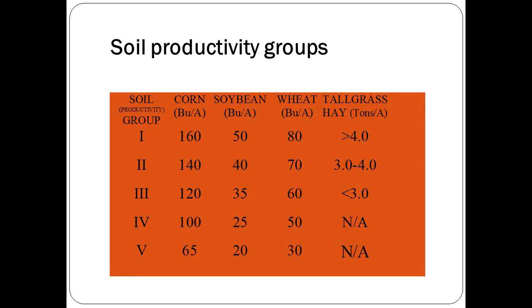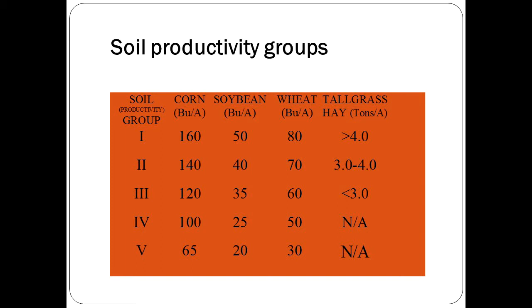We classify soils into 5 productivity groups, where Group 1 is the most productive soil for a particular crop, and Group 5 is the least productive soil. And it's important to realize that soils can be highly productive for one crop, but not for another crop. So you have to look at which crop you plan to plant on a particular piece of land in order to interpret its soil productivity.